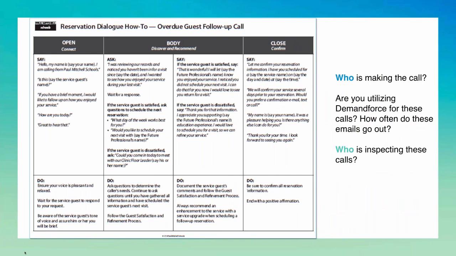The next call is the overdue guest call. There are so many ways to check on your overdue guests. So check with your service desk leader on what that count looks like. These calls do not necessarily need to be done daily, but the best thing to do is figure out what will work for your school. Demand Force also sends out emails for guests that are overdue, and you can customize when these emails go out. For example, we have emails go out to guests that have not been back in 3 months. You can make this longer or shorter depending on what you prefer.